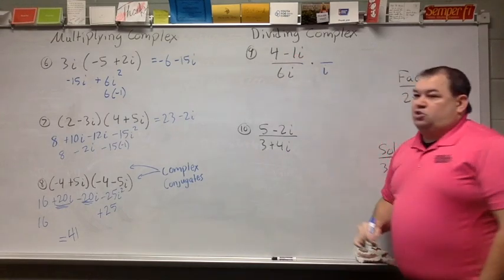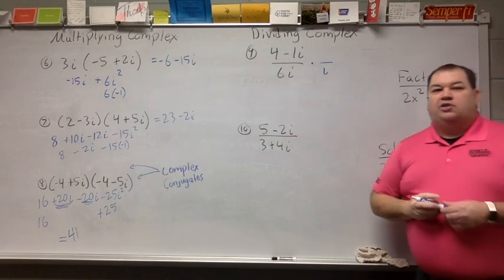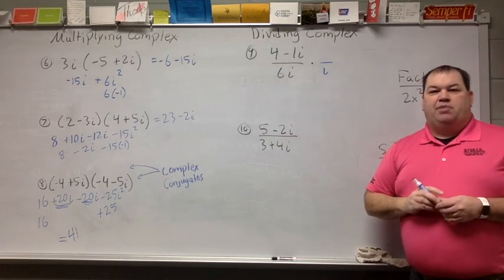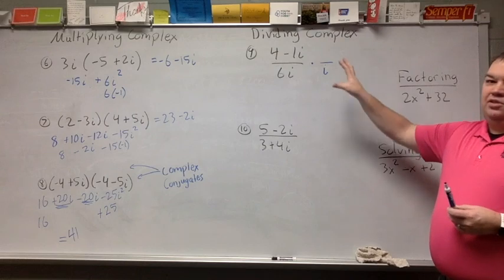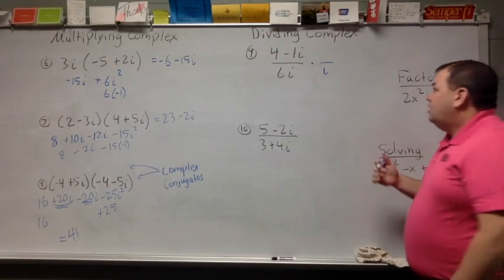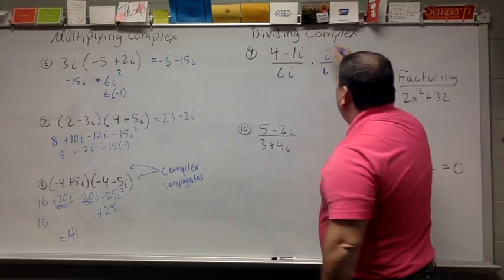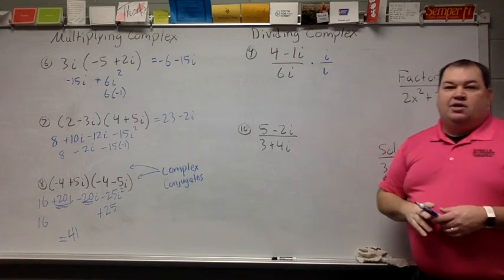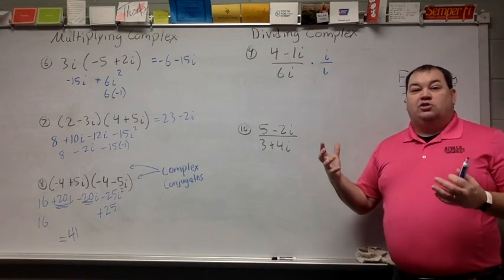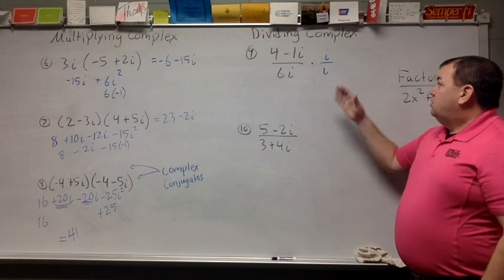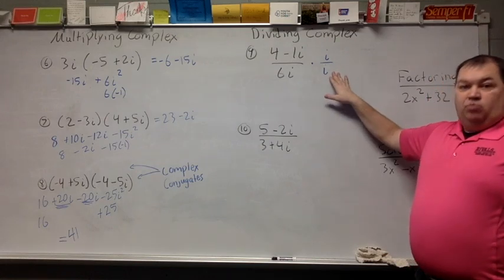Now, I can't just throw an i in there. It's going to change my answer. I have to multiply by something that's not going to change this. That number I pick is actually 1, but I'm going to be very creative with it. i over i is really just a 1, so I'm going to multiply by 1.